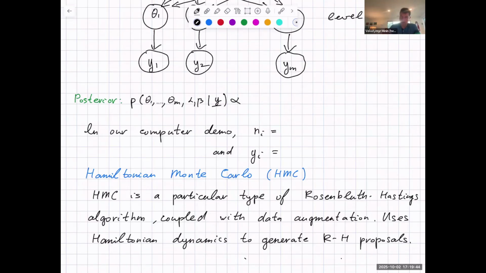Remember, this integral on the bottom, we don't really know in practice, but it's proportional to the likelihood. And the likelihood in this case will be the product of individual binomial probabilities, so it's y i given theta i. This is where conditional independencies come in. Notice I don't need to condition on alpha and beta or other thetas. I can drop everything except theta i. So that's my likelihood.